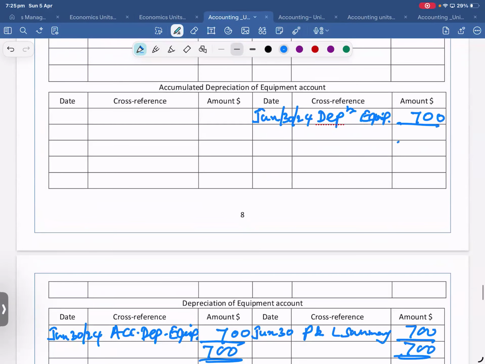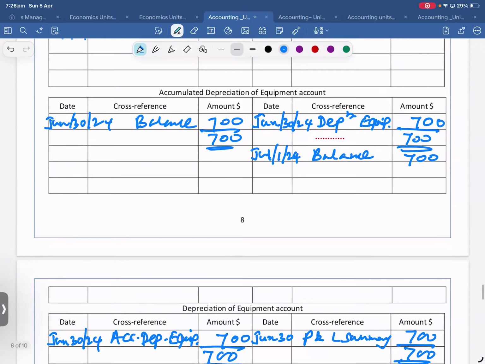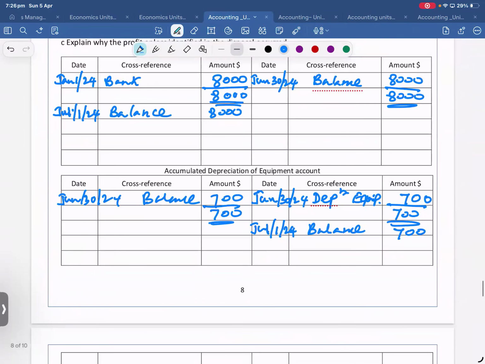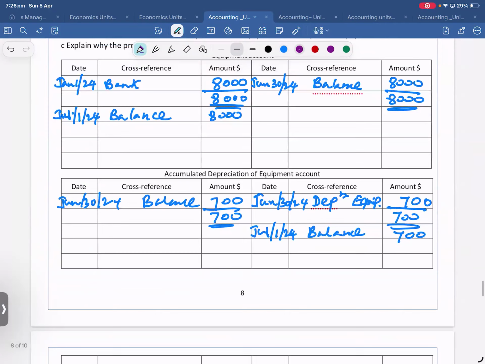We have to balance the accumulated depreciation. So June 30th, 24 balance 700. And then opening balance is July 1st, 24, 700. Right. Then what happens to the next period, guys? Again, 8,000 will be carried forward. Yes, 8,000 will be carried forward.